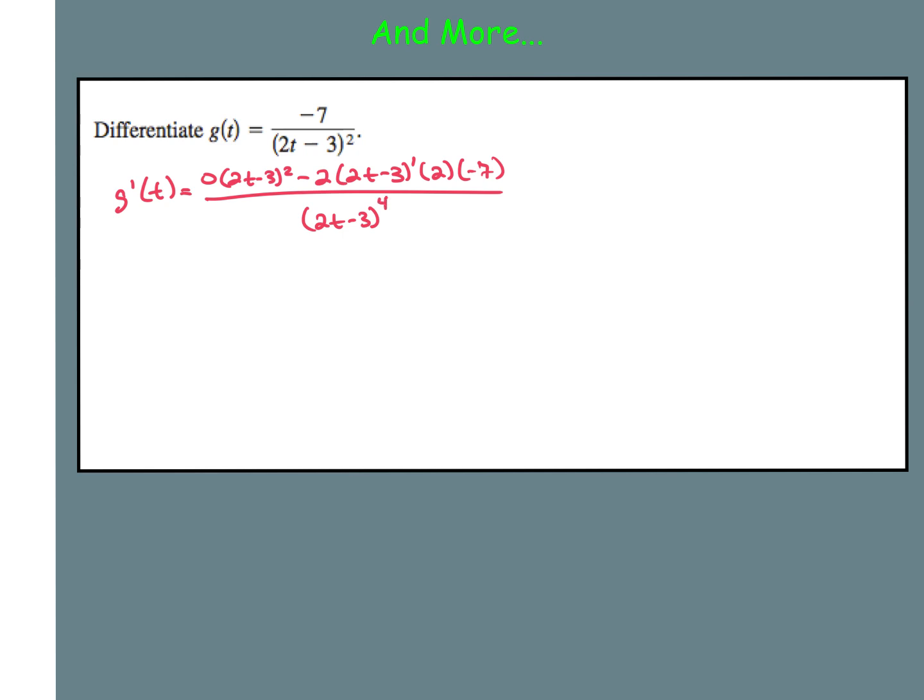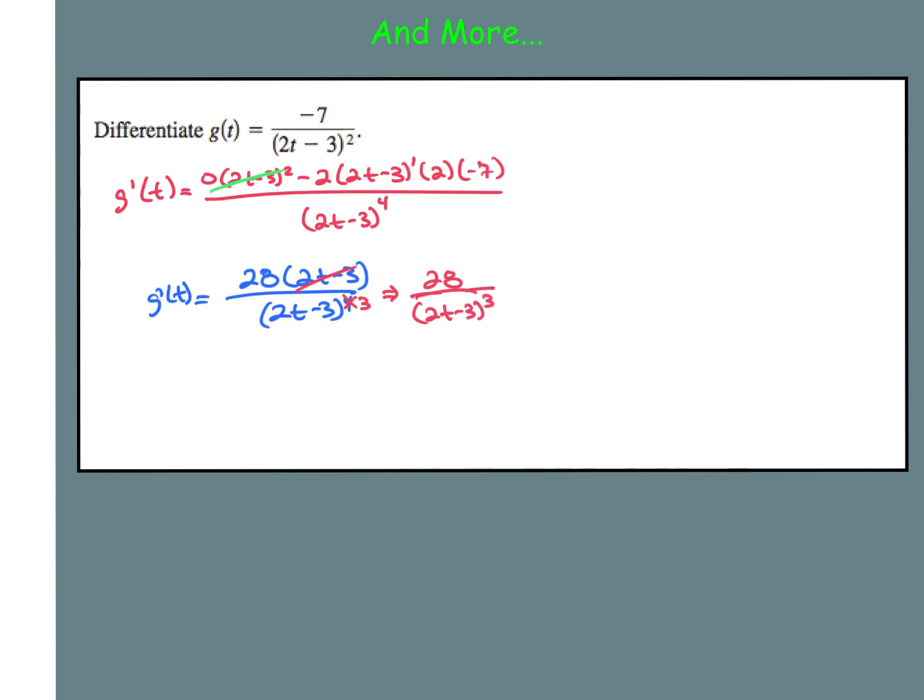And so now we need to simplify it. That first part goes to 0, so that goes bye-bye. And now we have to multiply. We got -2 times -7, which is how much? Positive 28. And then 2t minus 3, and I still have it over 2t minus 3 to the power of 4. However, we can still simplify this because why? The 2t minus 3 can cancel. So this goes bye-bye, and this one will reduce to a cube. And so now I'm left with 28 over 2t minus 3 cubed.